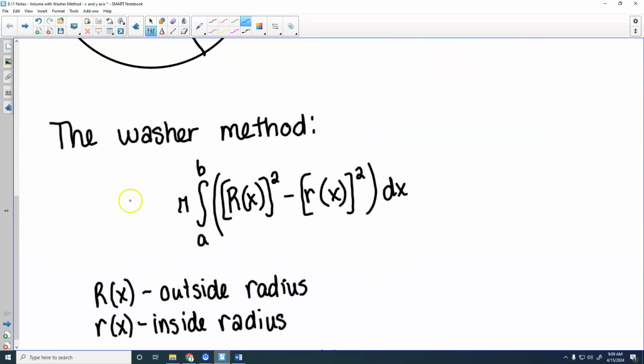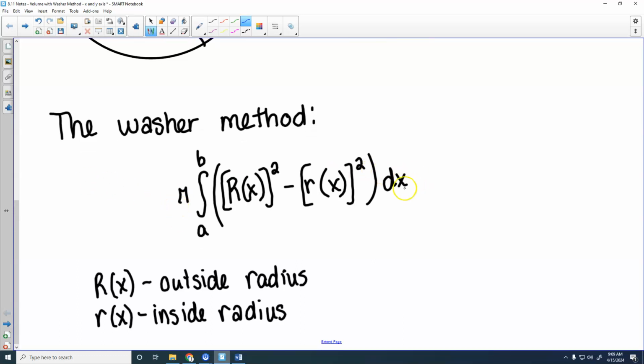So the washer method is going to be very similar to what we've already done, but you're going to have an inside radius and an outside radius, okay? So if you're in terms of x, then you're integrating from limits a to b. These will be on the x-axis, and you're doing capital R of x squared minus lowercase r of x squared, okay? And then the pi is out front.